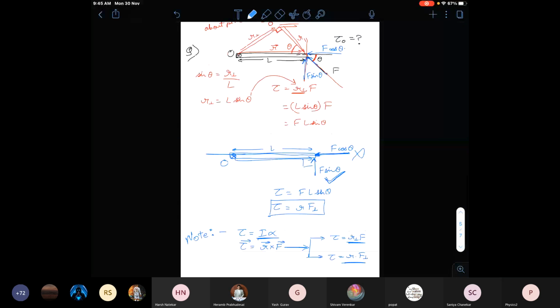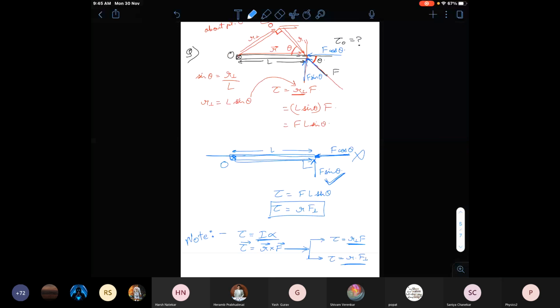Any doubts, anybody? These are just the basics. I will discuss a few questions now on torque, and you will see how the variation is created.